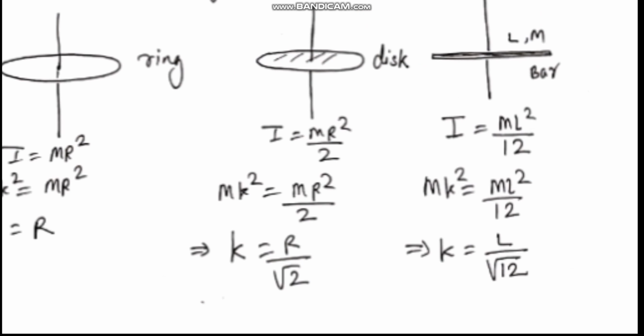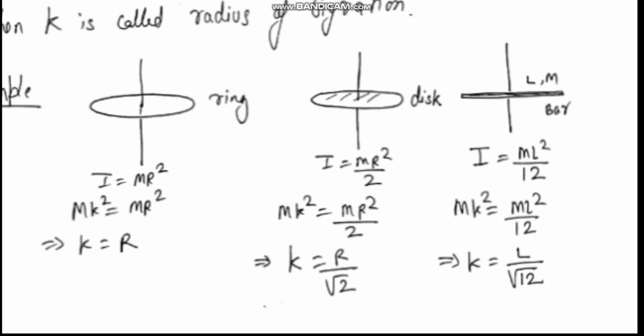We can also have the radius of gyration for a bar. Suppose we have a thin bar of mass m, length L, and suppose this is the axis passing through the center and perpendicular to its plane. In the previous lectures we have derived that the moment of inertia is ml square by 12. Again, putting I as mk square is equal to ml square by 12, I obtain k as L by root 12. So we say that the radius of gyration of this bar about this axis is L by root 12.